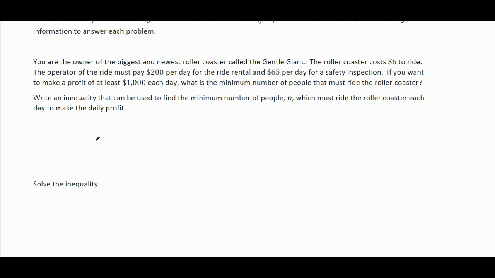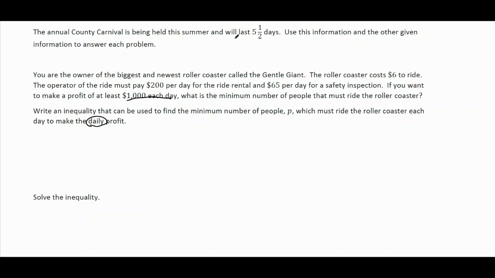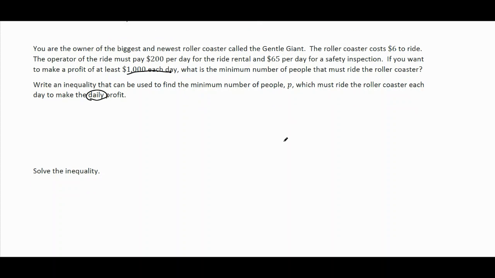Write an inequality that can be used to find the minimum number of people P, which must ride the roller coaster each day to make a daily profit. So we're talking about the daily profit, all right? We have to make sure that it is very clear that this $1,000 each day is only for one day. So this 5.5 days, you can use it later if there are any other questions, but it's only here to make you ask yourself what 5.5 days means. Basically, we're not going to focus on that.